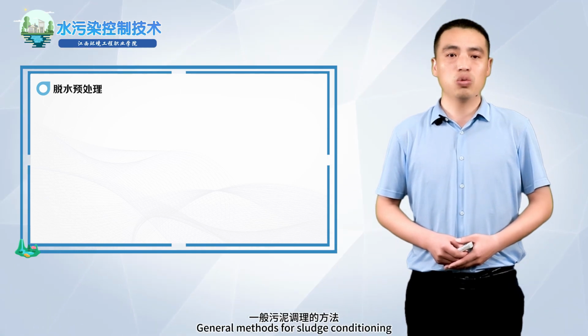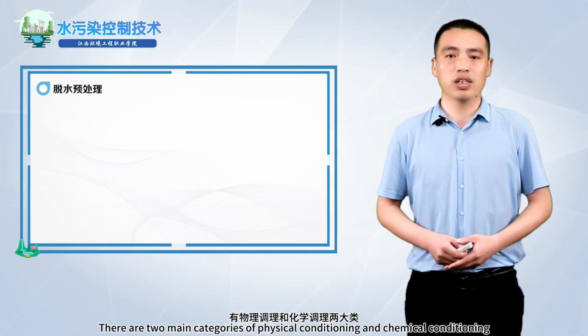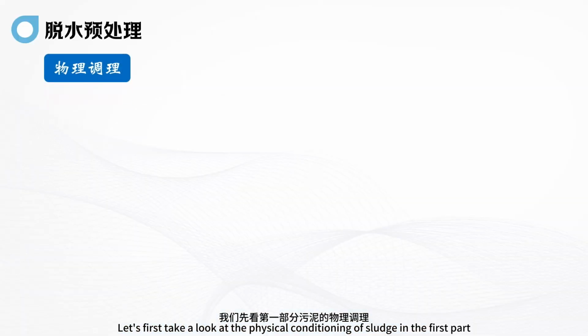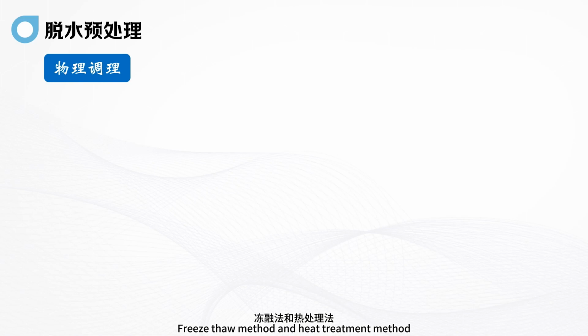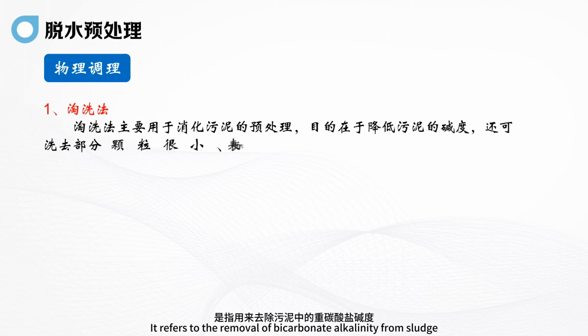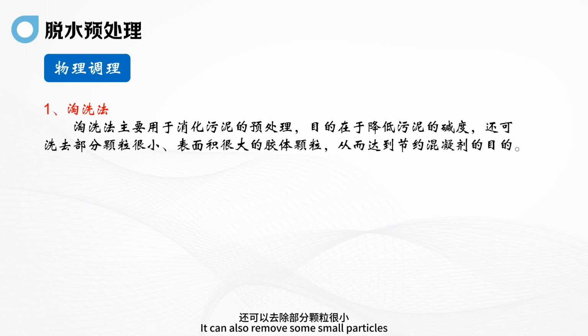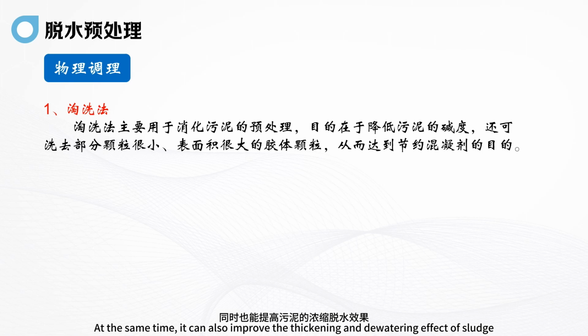General methods for sludge conditioning fall into two main categories: physical conditioning and chemical conditioning. Let's first take a look at the physical conditioning of sludge. Physical conditioning includes the washing method, the freeze-thaw method and the heat treatment method. Among them, the washing method refers to the removal of bicarbonate alkalinity from sludge. It can also remove some small particles and colloidal particles with a large surface area, to achieve the goal of saving coagulants. At the same time, it can also improve the thickening and dewatering effect of sludge.